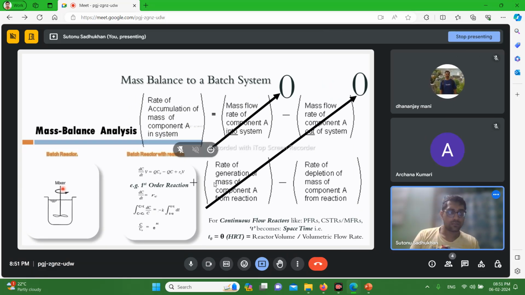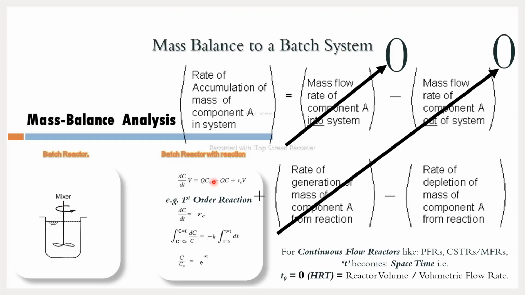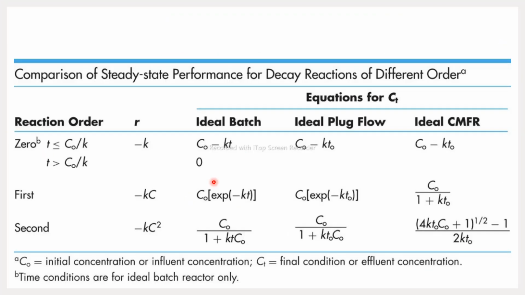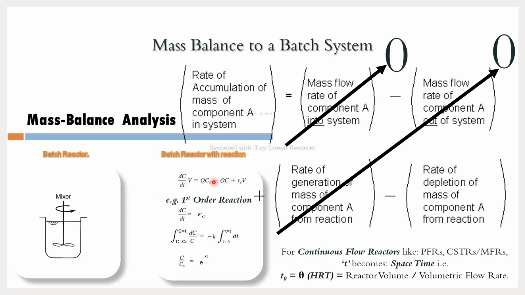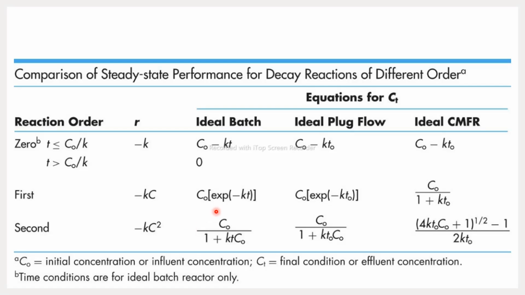Okay, so 10 minutes is left. We will be solving a problem based on these equations. The thing is that this particular formula, C equals C naught into e to the power minus KT, is applicable for first order reaction and batch reactor. You see it here: the value of CT equals C naught into e to the power minus KT.